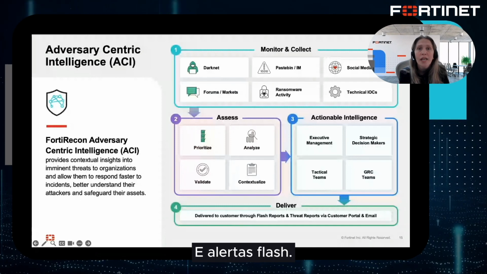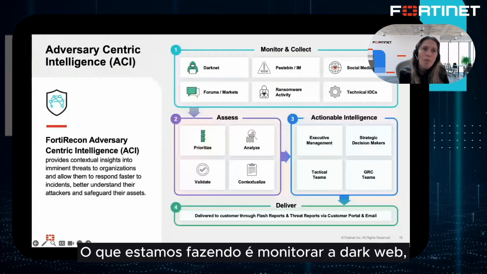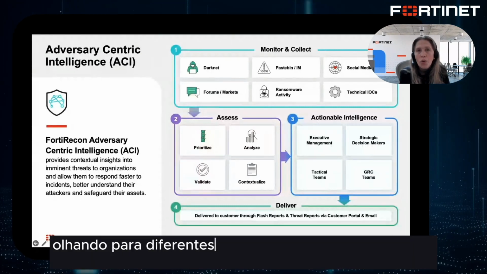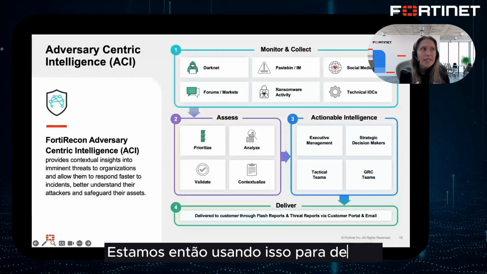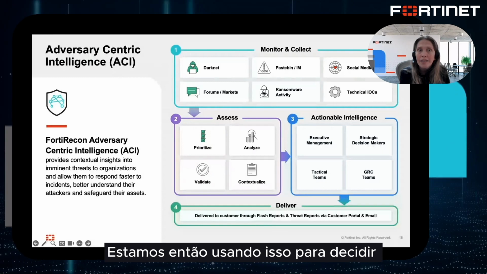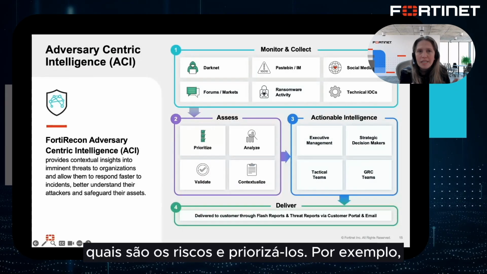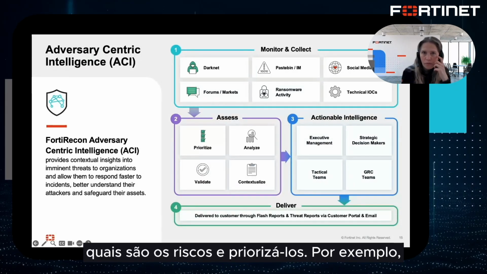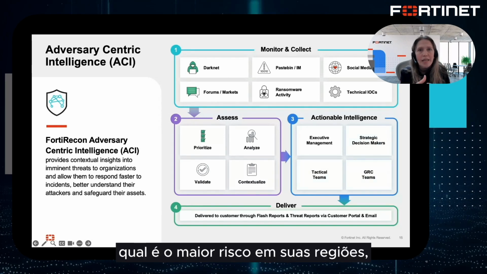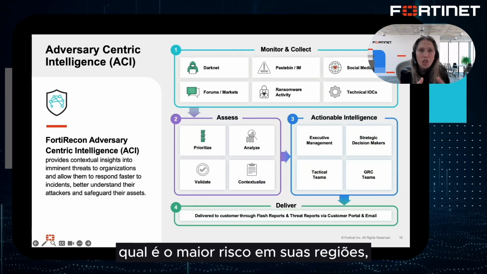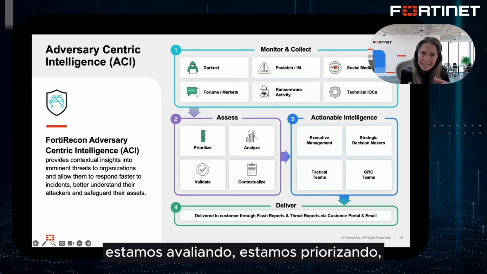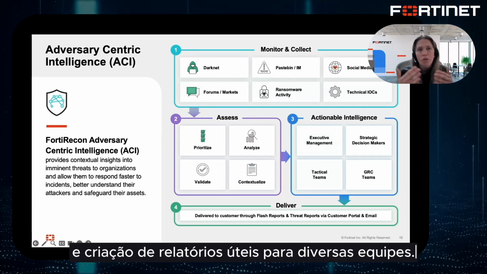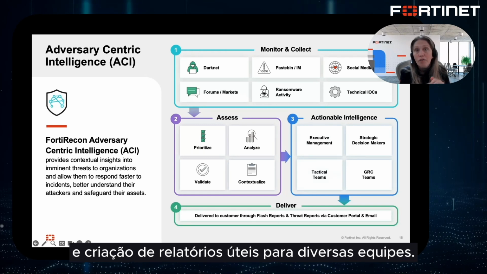flash alerts. What we are doing is we are monitoring the dark web, looking at different locations and curating information. We are then using it to decide what the risks are and prioritize them. For example, what's the greatest risk in your region or to your sector, and we are curating this list. We are assessing, we are prioritizing, and creating reports that are useful for various teams.